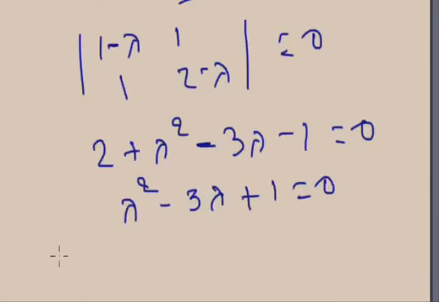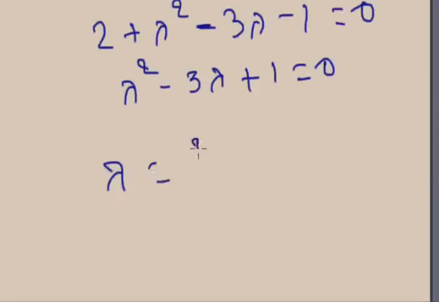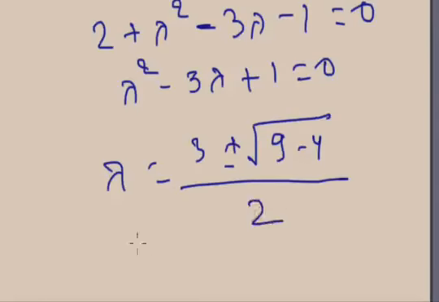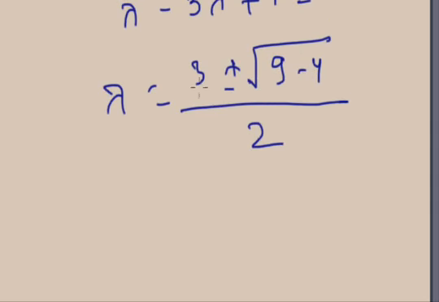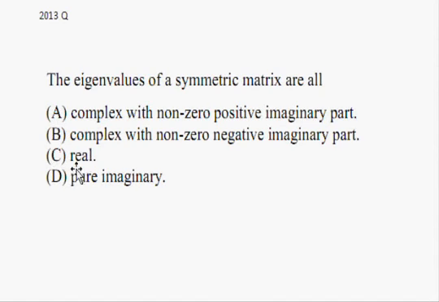Lambda is equal to 3 plus minus root of 9 minus 4, divided by 2. This means this is positive, this is positive, so both are positive. So what are the options? Real, complex. It is not a complex number, it's real. So C is the correct answer.